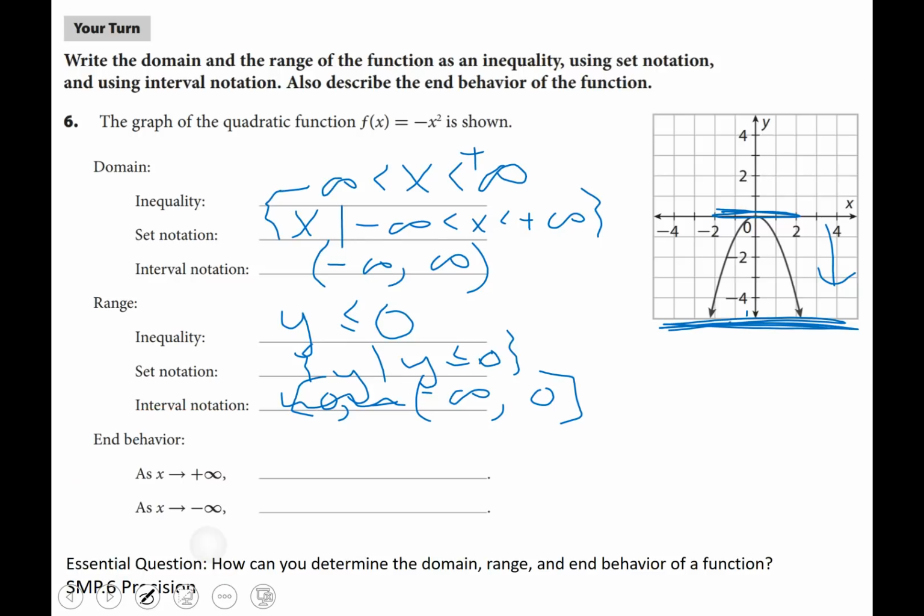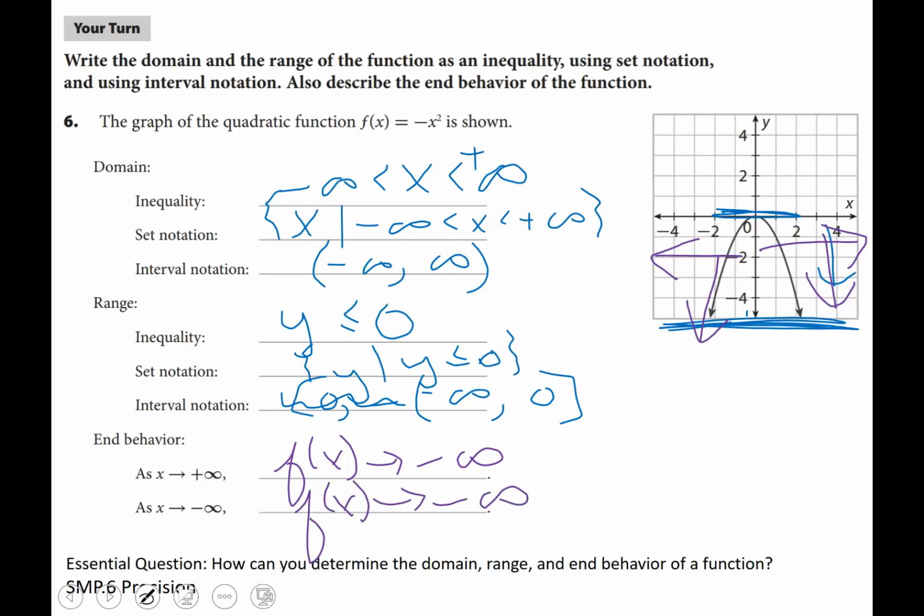And then the end behavior, we've got that as x approaches positive infinity, and so x is going this way, the y value is going down. So we would say that f of x approaches negative infinity. And as our x values are going to the left, we notice that the y values are going down again. So we would say f of x approaches negative infinity.